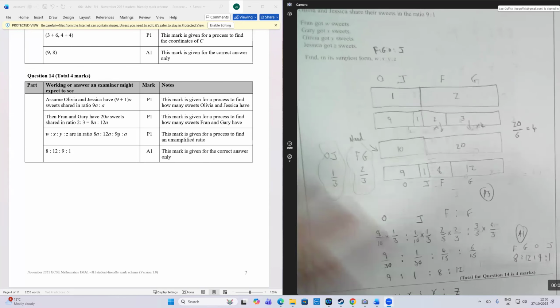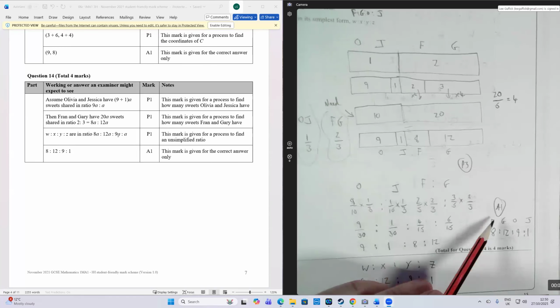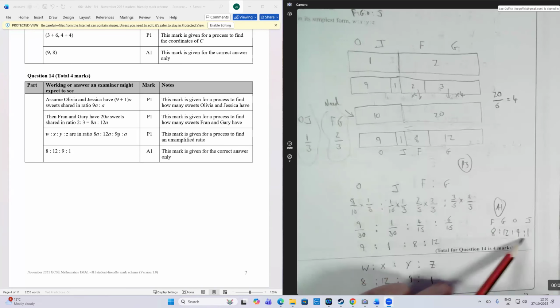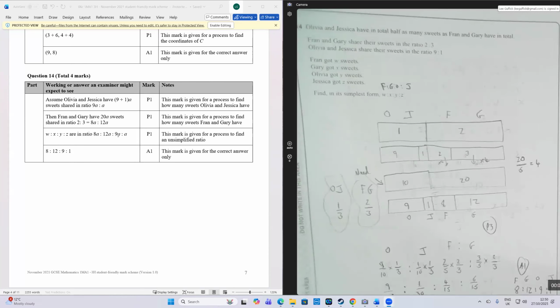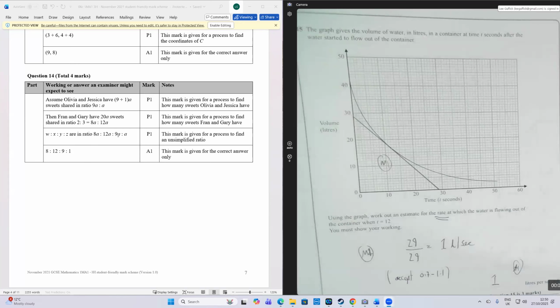Okay, so just be careful about the order in which you write them down. And that's perfectly fine to write that as 8 to 12 to 9 to 1 because it can't cancel down. There's no common factor there. So that is, I think, the superior way to approach that question, which, as I say, I found really confusing when I first saw that question.